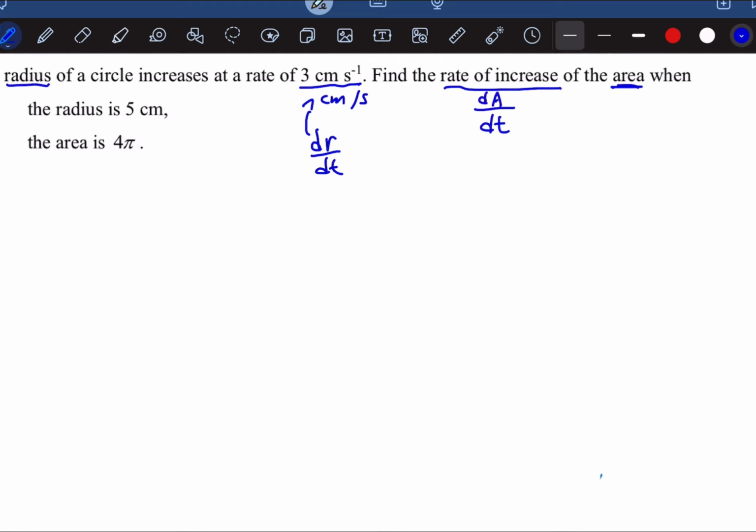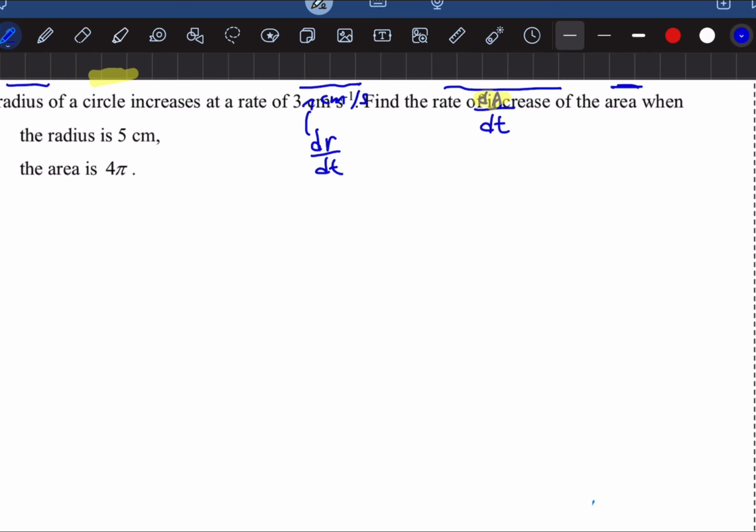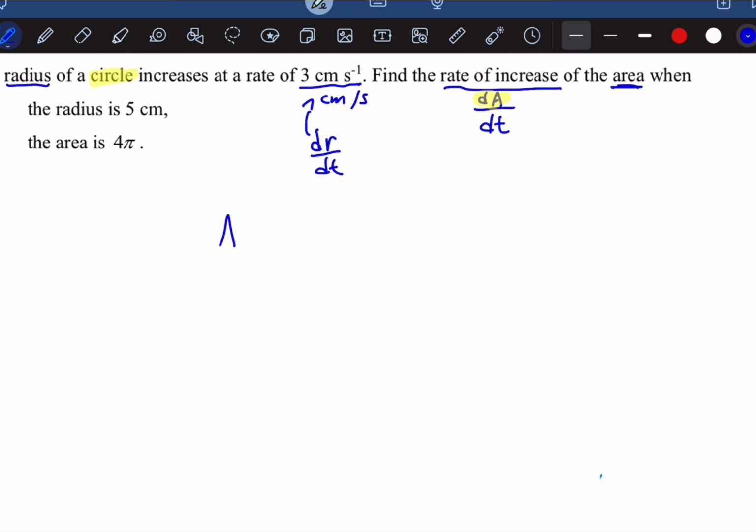Which means that we need to have a function in A, or a formula in A. This one is a circle, so we have to write down the formula for the area of a circle. So the area of a circle is A equals pi r square.